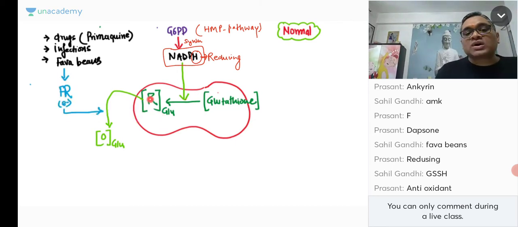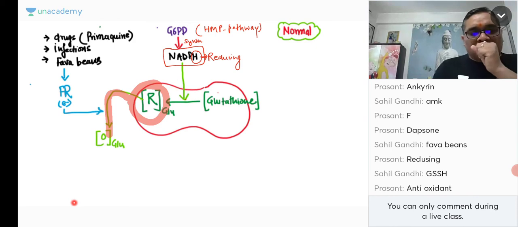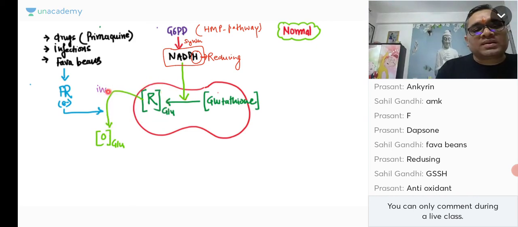But this is not happening. Why? Because there is a reduced form of glutathione. This reduced form of glutathione is going to inactivate the free radical, right? Due to inactivation of this free radical, the reduced form is getting oxidized into glutathione, and the free radical has been inactivated. So that is how the RBC survives. Now we can see that the RBC survives, with no damage.